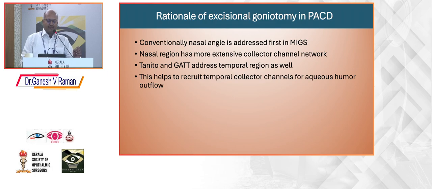Conventionally, we usually address the nasal angle in MIGS. If you take any MIGS, for example, KDB or iStent, we address the nasal angle. The nasal angle also has more extensive collector channels. Whereas in this particular patient, we did an extensive GATT, that is an excisional goniotomy. We excised or ripped open all the tissue because we were able to access the temporal region, which helps to recruit temporal collector channels for aqueous humor percolation and outflow. So if you were to do something like MIGS in angle closure disease, I would strongly recommend something like a GATT or a Trabectome, which addresses both the nasal angle as well as the temporal angle for better percolation.